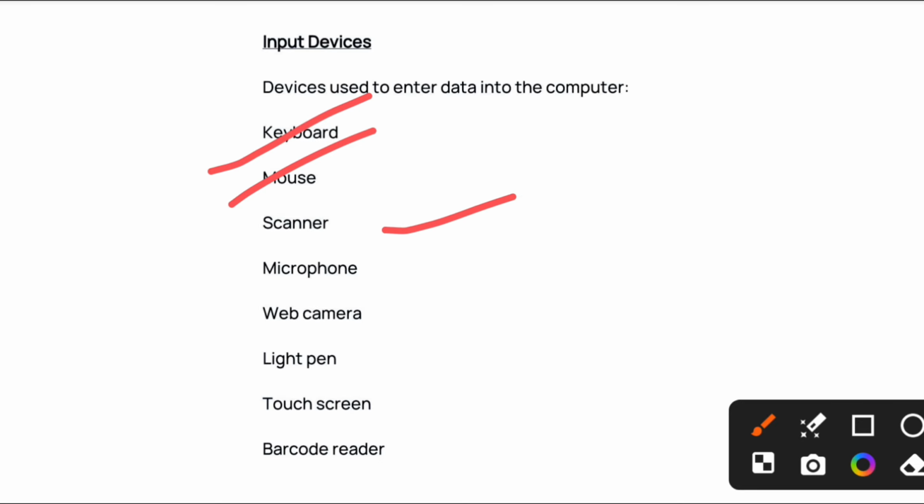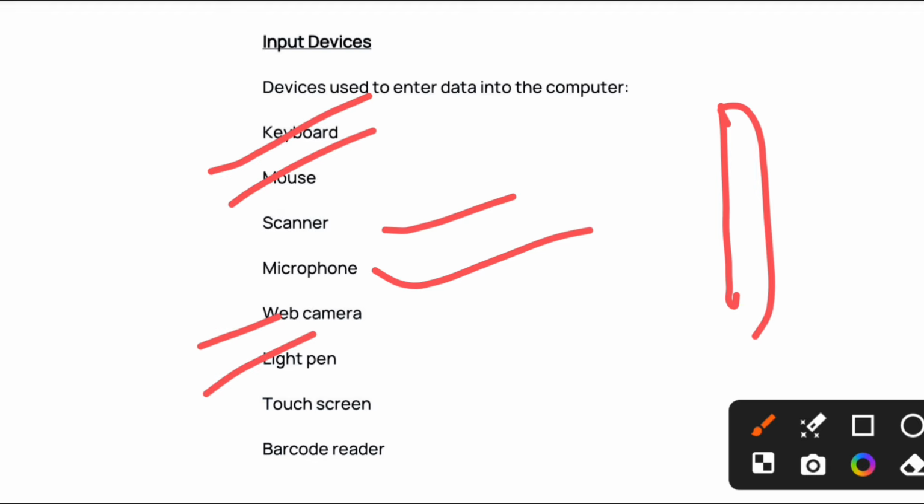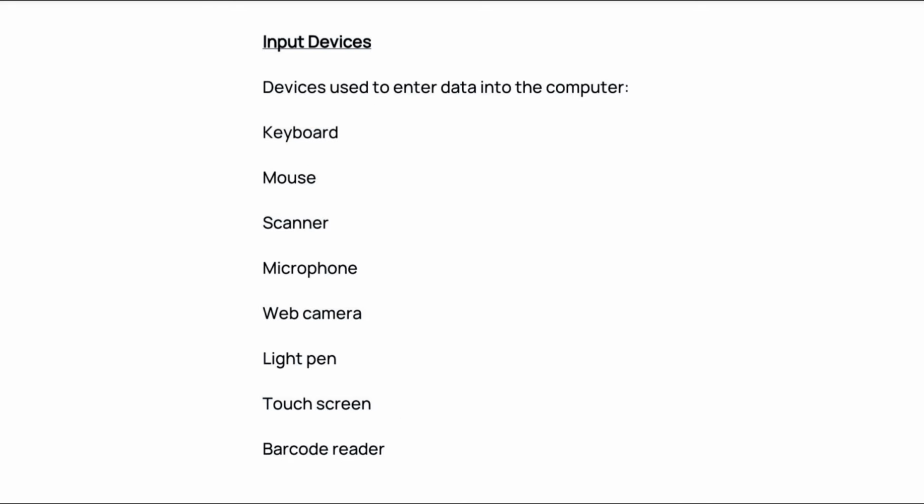Scanner you will have, microphone is an input device, webcam is an input device, light pen, the pen which will be used for digital purposes. Like in notepad or in iPad you will use that pen, no? Touch screen is an input device, barcode reader is an input device. So this type of input devices you are having. You need to elaborate the answer.